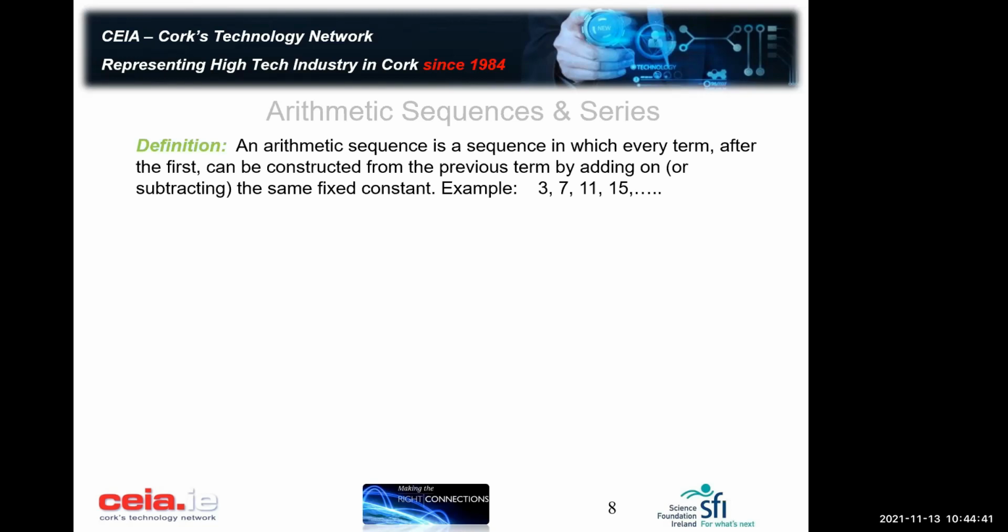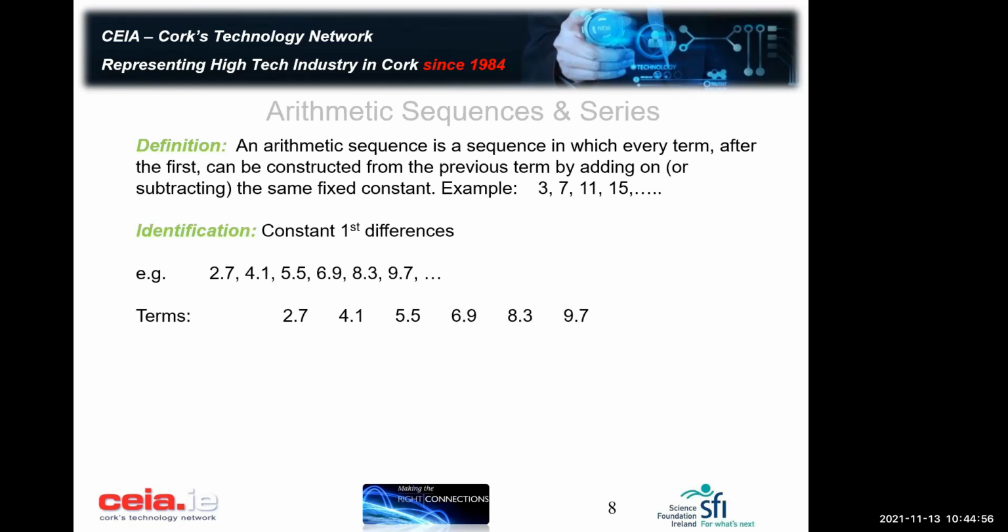An example here is 3, 7, 12, 15. The same fixed constant here is 2. So 2 is added on to each term. So the identification is that there are constant differences. Again, here, the terms 2.7, 4.1, 5.5, the first difference. In other words, if you subtract each term from the term after it, you'll get 1.4.